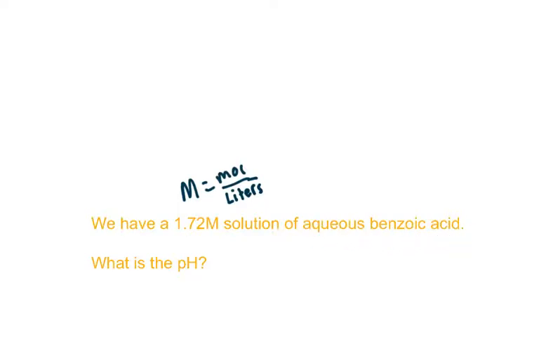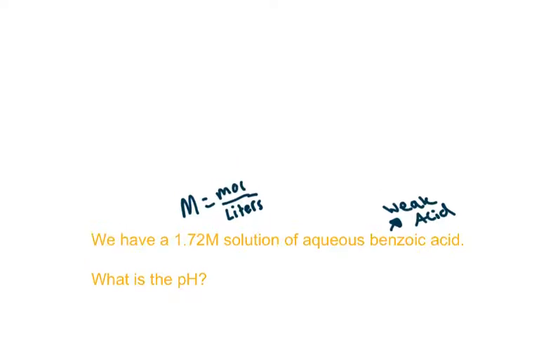Another thing to know is that benzoic acid is a weak acid, so we don't expect the Ka to be high. We expect it to be lower than normal, because high Ka values indicate that the pH is low and that the acid is strong. The stronger the acid, the higher the Ka value, and the lower the pKa value. The question is, what is the pH of this 1.72 molar solution of aqueous benzoic acid?